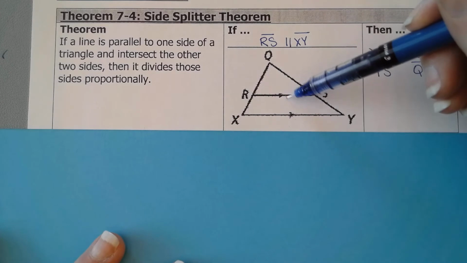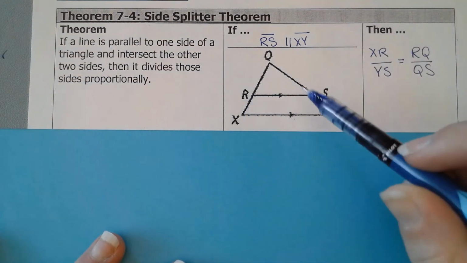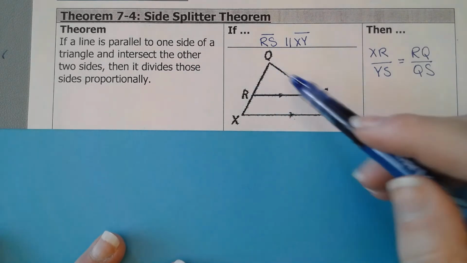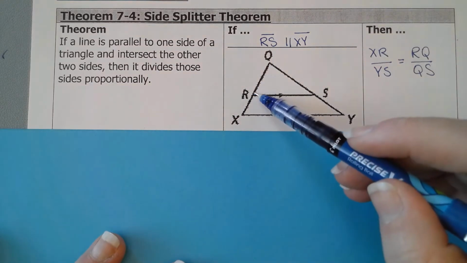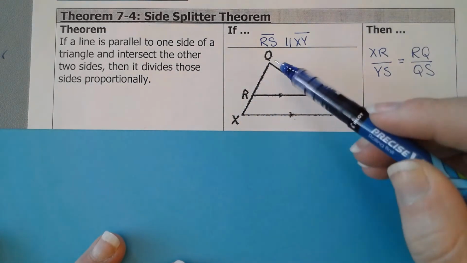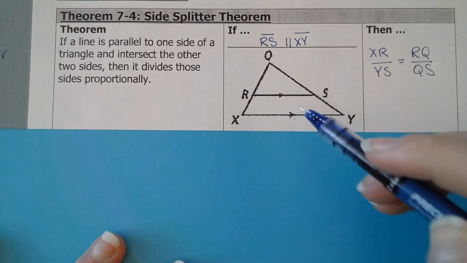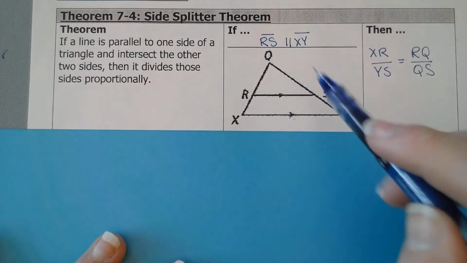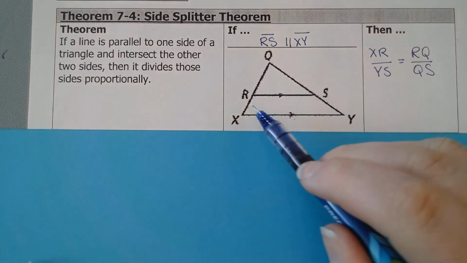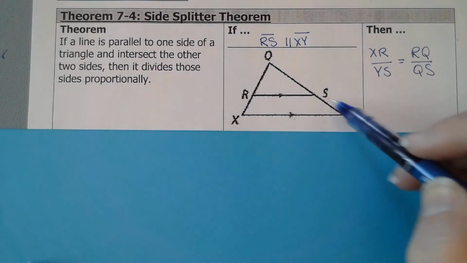So, because this is parallel to this, then XR and YS are proportional, RQ and QS are proportional, as well as QR and the entire side QX, QS and the entire side QY, as long as these are parallel. When these are parallel, it cuts the sides of this triangle perfectly so that everything is similar. Just make sure that you match the corresponding sides. If I'm only going to do this segment here, I need to do only that segment over there.